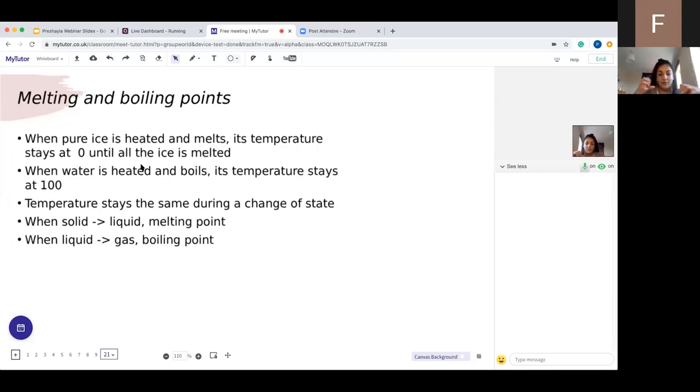Same for water being boiled. When water is boiled, its temperature stays at 100 degrees. So temperature stays the same during a change of state. A weird concept. Now, when a solid goes to a liquid, that is known as a melting point. When a liquid turns to a gas, that is known as a boiling point. That makes sense. We kind of knew that already.